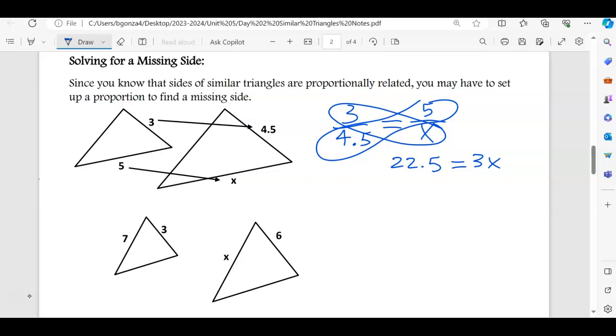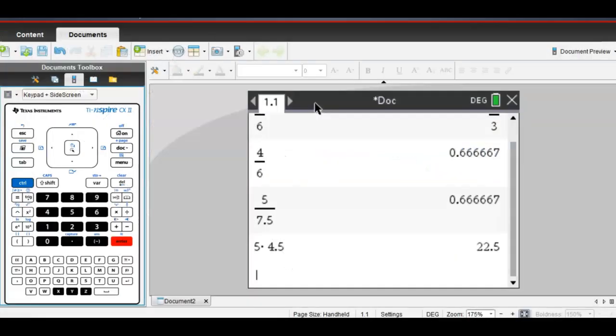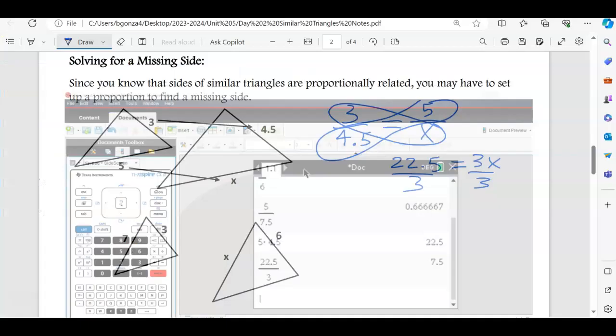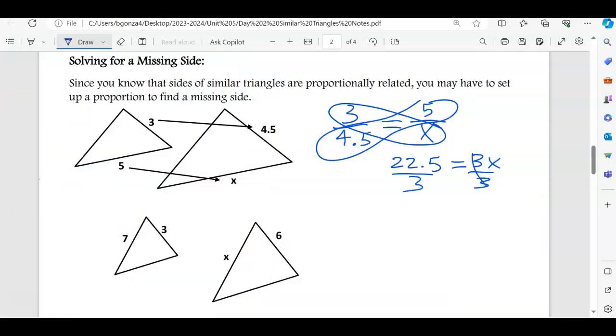So, last step, to get rid of the 3 in front of x, we're going to divide, right? Divide by 3, divide by 3. What's 22.5 divided by 3? 7.5? Okay, so 7.5 equals x. Cool.